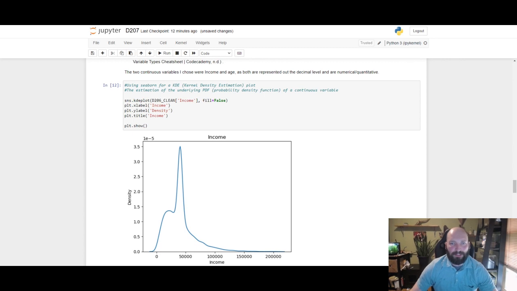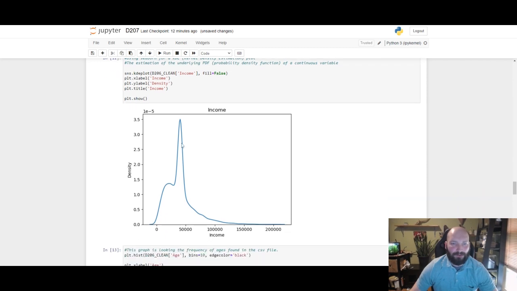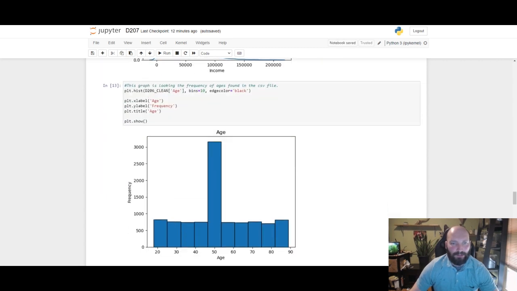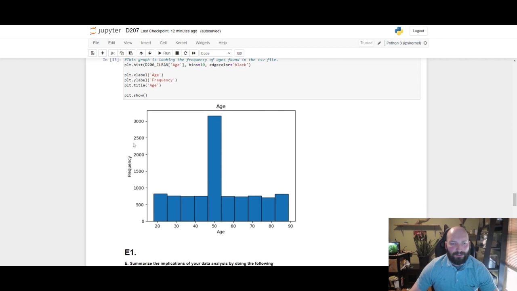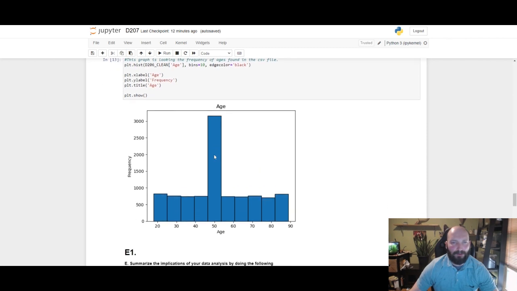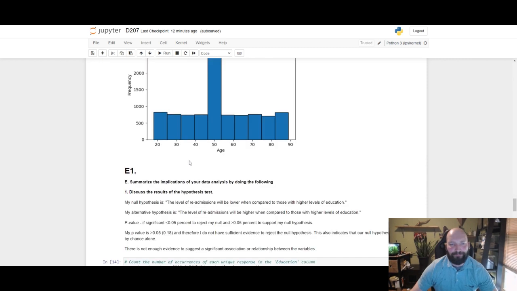Looking at the density, kernel density estimation, this is just an estimation of the underlying probability density function of a continuous variable. So that's where it's showing the highest density for income. And then for age, shows us that we have a lot of age 50, and that is really high, comparatively speaking to the other age groups. So maybe there's something there we could look at.